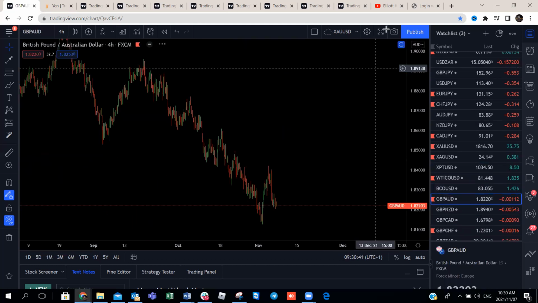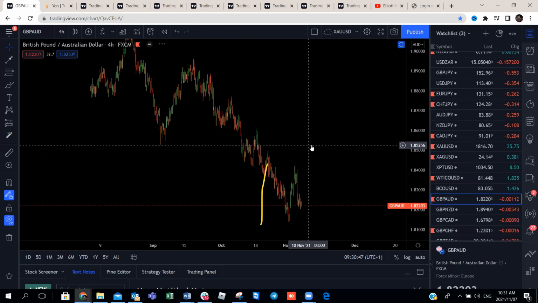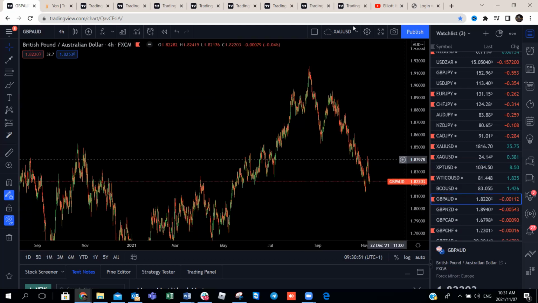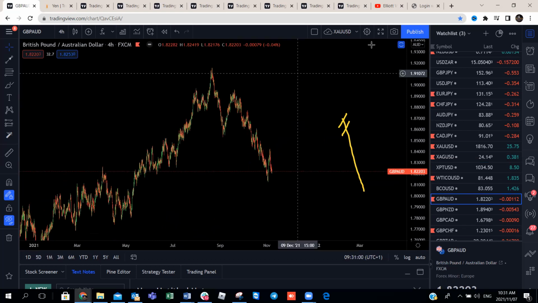So pound AUD, we've got this pullback reaction here, getting this one to the downside. So we are still bearish. If you remember pound AUD, we got the move from here. We got our trade set up here from pound AUD for a move to the downside. Okay, that is pound AUD, looking for continuation to the downside.